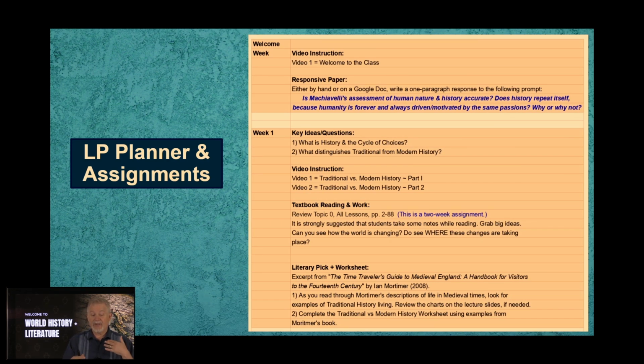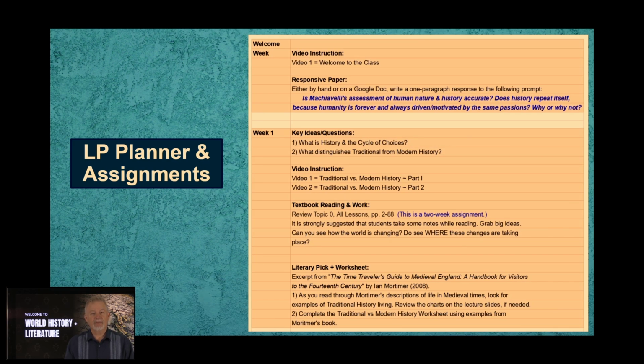Other than the videos and the textbook reading, there will always be some sort of additional homework, some sort of assignment that digs a little bit deeper. Usually they're from primary sources. So in week 1, you'll be given a book. This one's called The Time Traveler's Guide to Medieval England. And you'll be looking at one chapter out of that book, not the whole book, just that one chapter, so don't freak out. And we'll be going from there. Okay?